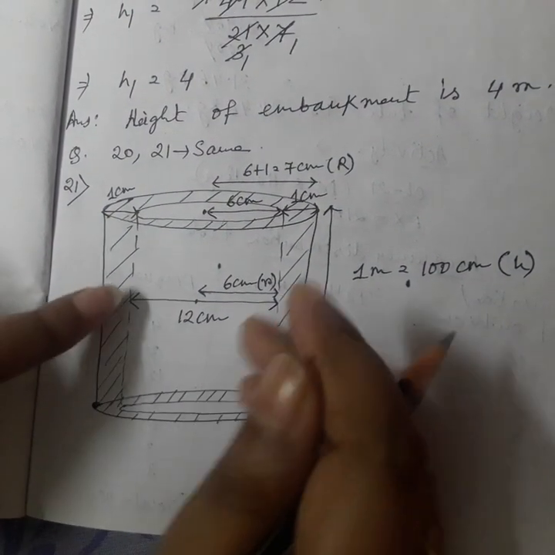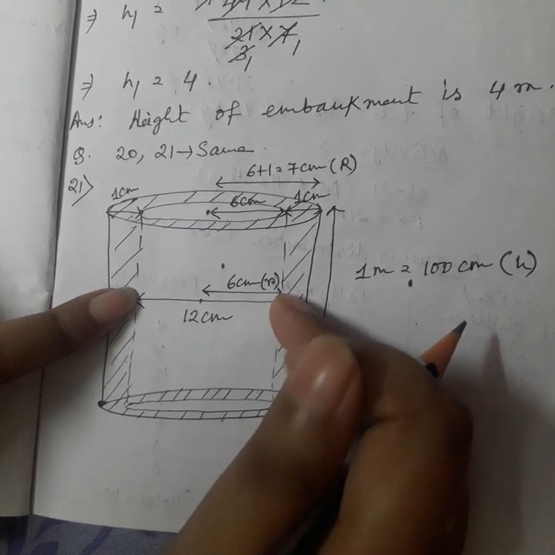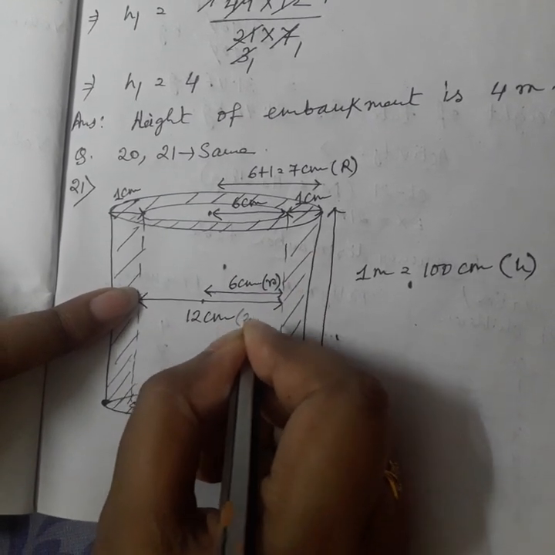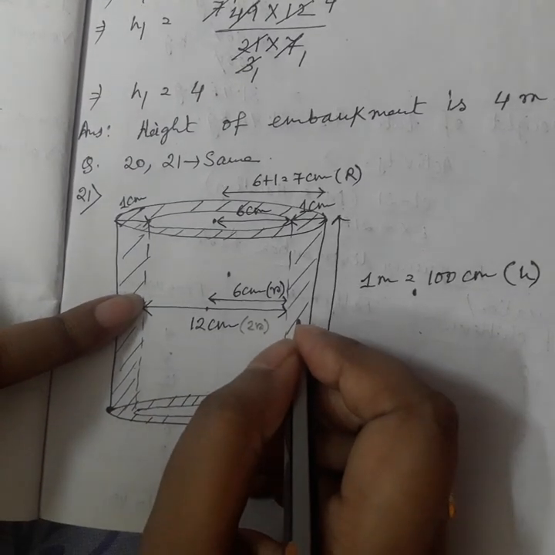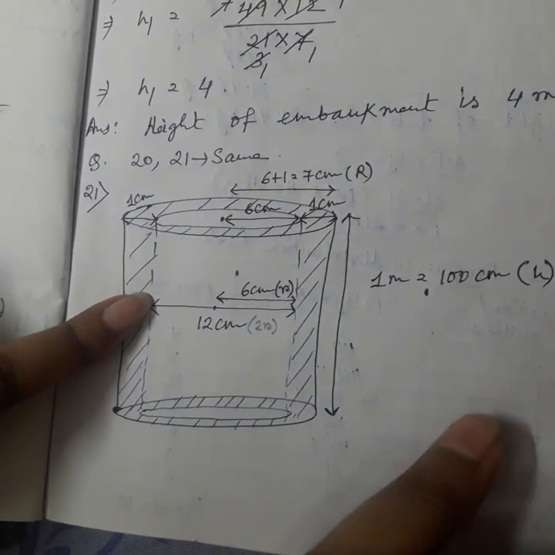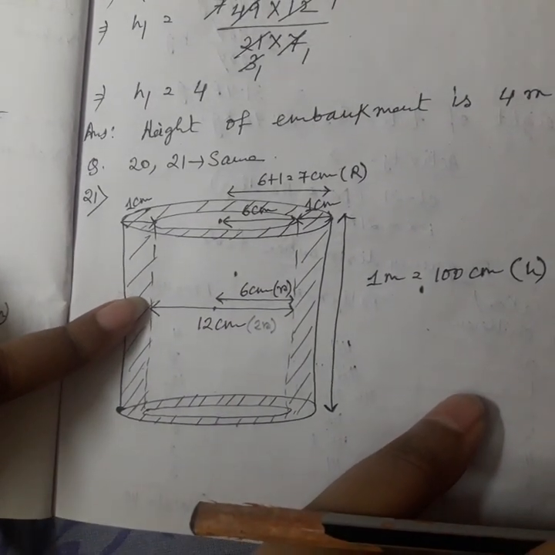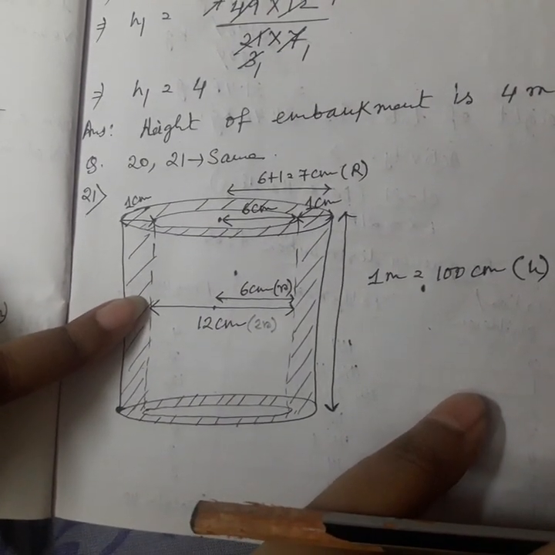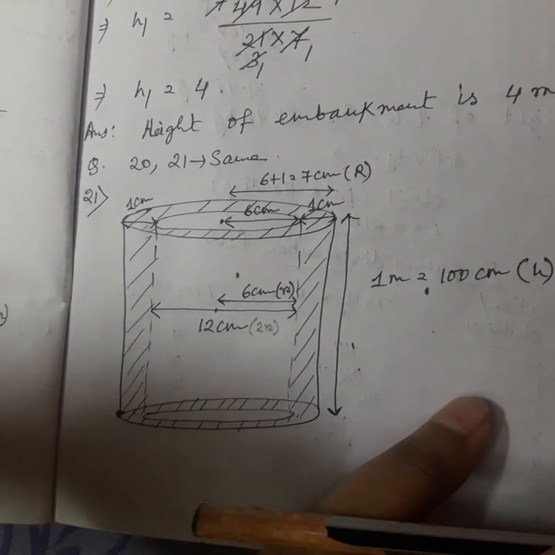Now the inner diameter. Inner diameter means this. Inner diameter is 12 centimeter. This is 2R, the inner diameter. So from the figure you have to find the weight of the tube. How will we find the weight of the tube? External volume minus internal volume.